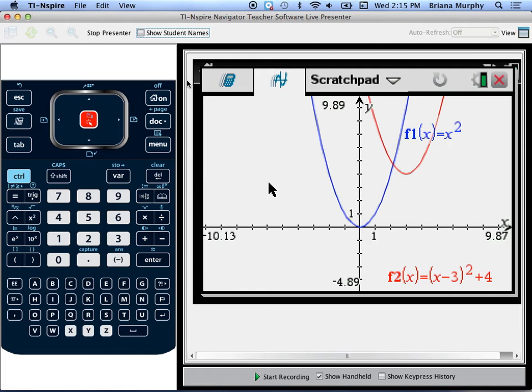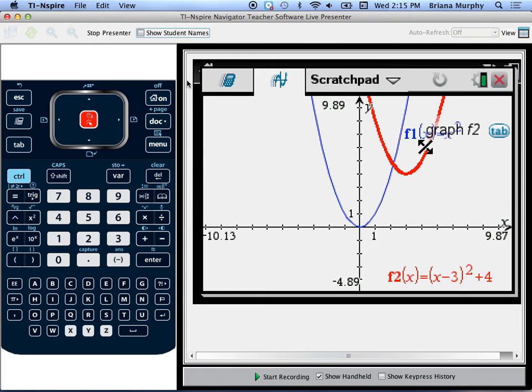Now, do you guys see right here how my vertex moved from here to here? How much do you think I moved right or left? Which way did I move first, from the blue to the red? I moved right. How far do you think I moved? 3. Good. From the blue to the red, did I go up or down? How far? 4. Good. Do you think the blue or the red is wider or skinnier or the same?